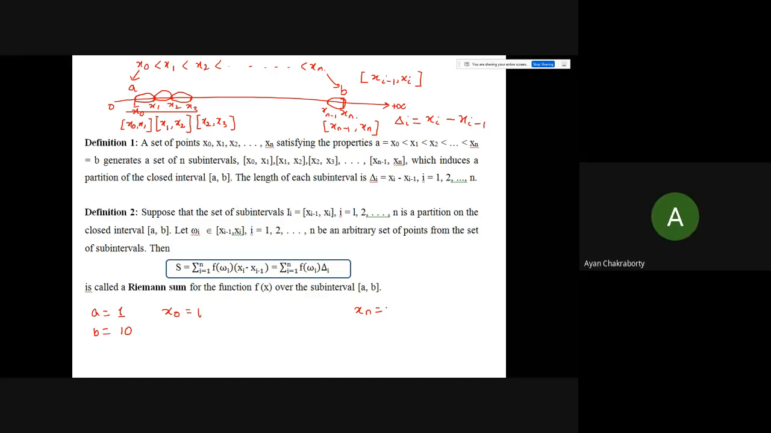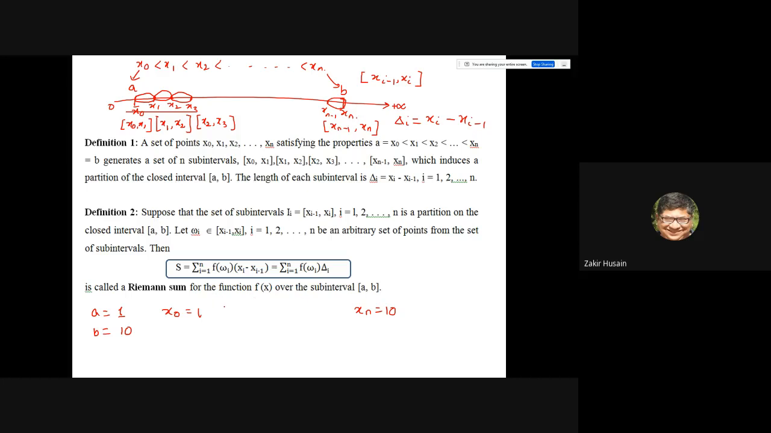Okay. Sir, I have a question here. Will not this sum depend upon the subinterval we choose or the length of the subinterval? Okay, let me finish. Then let us see.